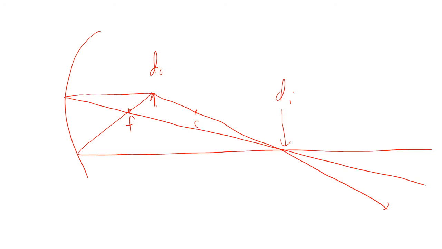Now, right away, you can tell a couple of things. The image is going to be upside down, it's going to be inverted, and it's going to be magnified. It's larger than the object. Okay, so now we know what's going to happen. So now what we can do is start using equations.